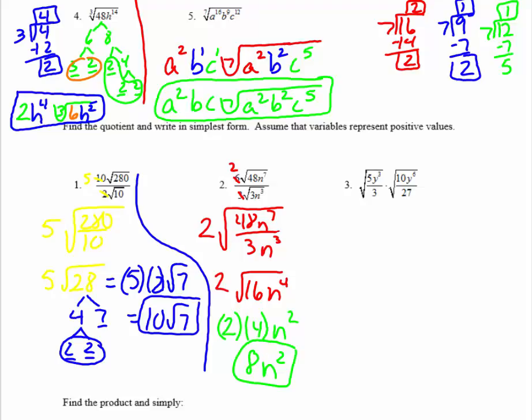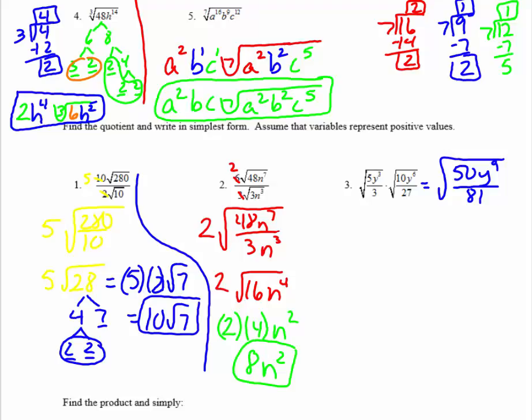Number 3, the square root of 5y to the 3rd over 3 times the square root of 10y to the 6th over 27. Since we have multiple radicals and they have the same index, I'm going to put them underneath the same index. So we'll have the square root of, multiplying straight across, 5 times 10 is 50, and when I multiply, I add powers, so 3 plus 6 is 9. All over 3 times 27 is 81.